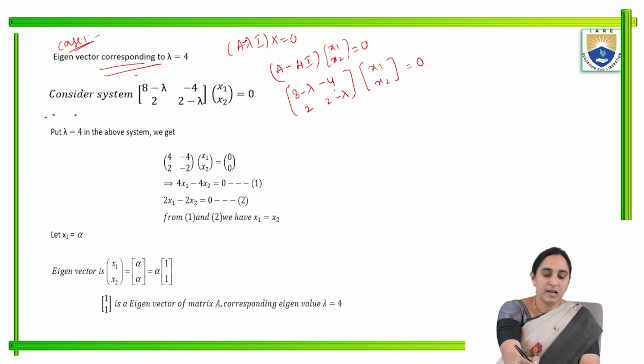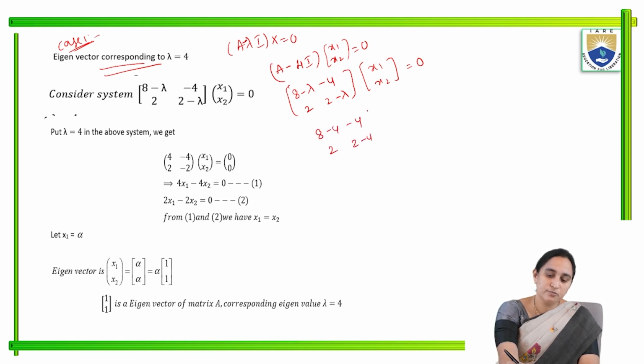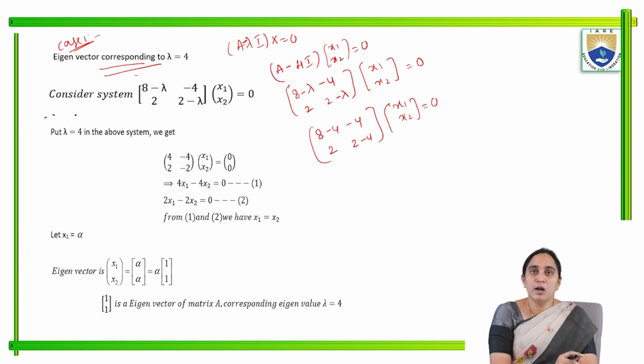Here we write the characteristic matrix again: 8 minus lambda, minus 4, 2, 2 minus lambda, times x1, x2, is equal to 0. For that, substitute lambda value as 4, that is 8 minus 4, minus 4, 2, 2 minus 4, into x1, x2. Here x1, x2 means, in the given 2 by 2 matrix, we have to find two unknown values, so we take x1, x2 as a column matrix.